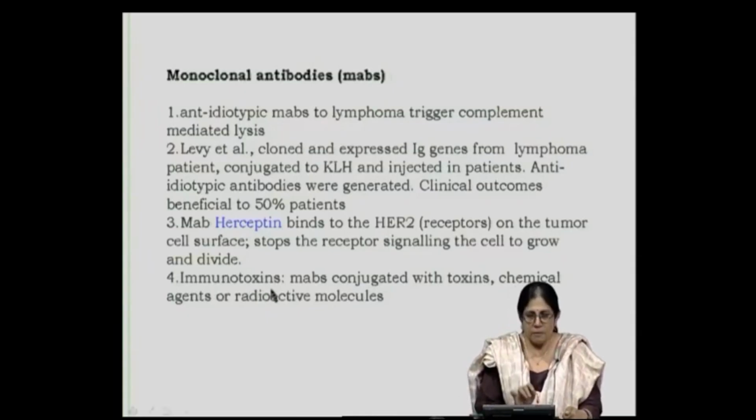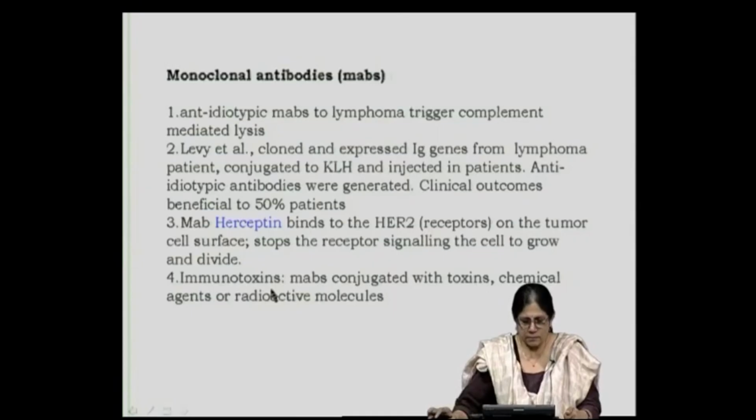Fourth is making immunotoxins. That is, now you have monoclonal antibodies that can bind to tumors. Now, this might be quite helpful in case of solid tumors, for example, where antibodies bind specifically to tumor specific antigens on the tumor cells, but there is no lysis because of lack of adequate complement.